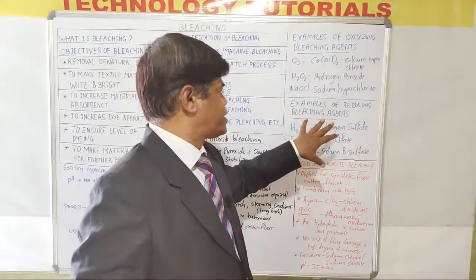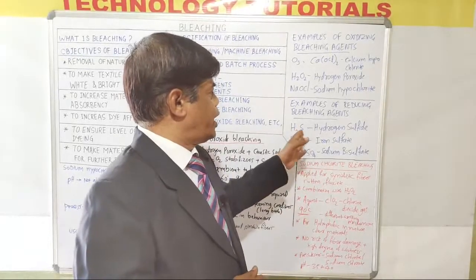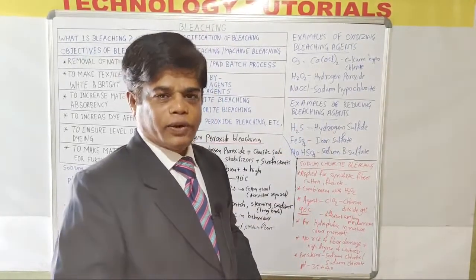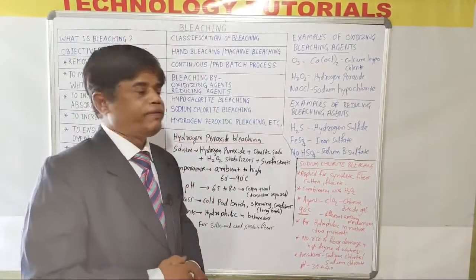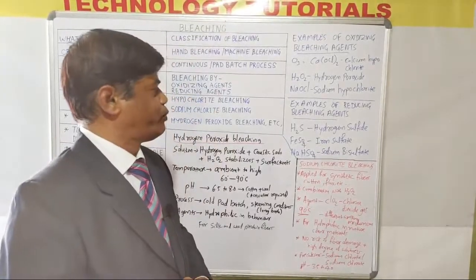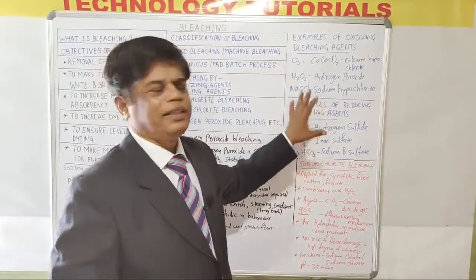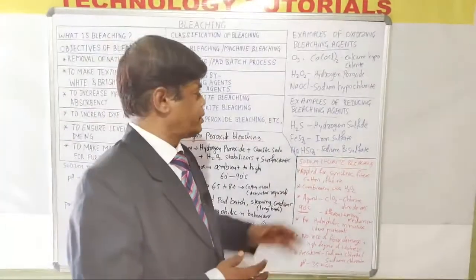The second one is reducing bleaching agents: hydrogen sulfide, H2S, ferrous sulfate, iron sulfate, and sodium bisulfate, NaHSO4. These are examples I gave here. Many other things are there.